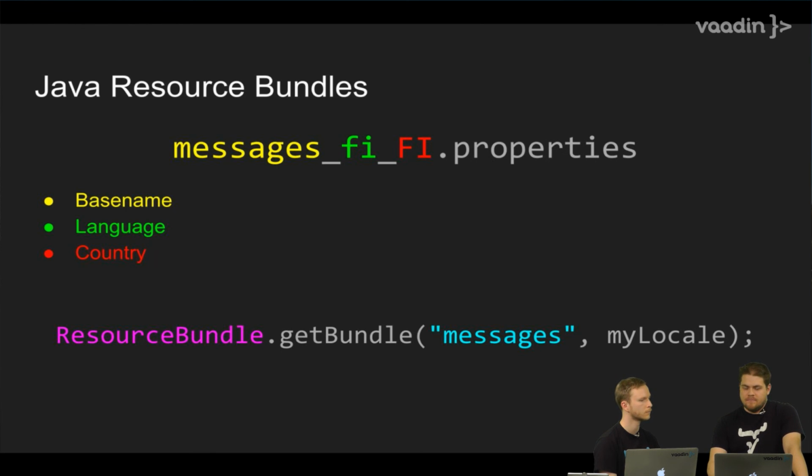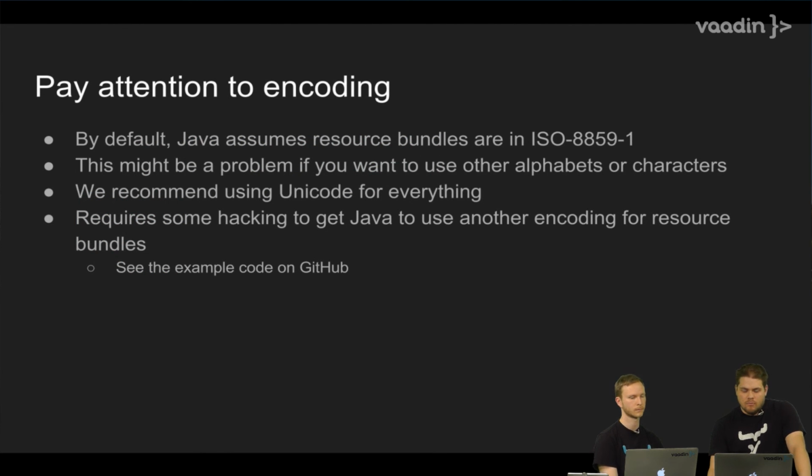language and country suffixes. One final note when using these resource bundles is the encoding, because by default Java assumes that the resource bundles are in ISO 8859-1 encoding. If that works for your language, then it's really easy. You just go ahead and use them. But it might be a problem if you want to use other alphabets, for example, if you're creating a Russian or a Chinese or an Arabic UI. Then you will probably want to go with Unicode. Personally, I'd recommend you always use Unicode for everything, because your life gets a lot easier that way. You won't get error reports from users complaining about strange characters in their UIs.